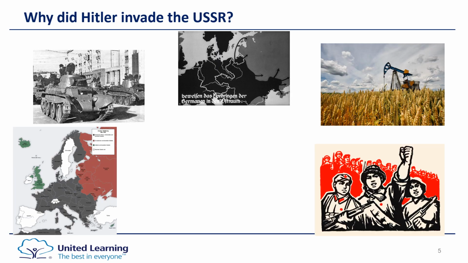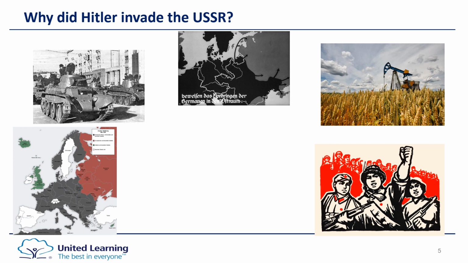Okay, first bit of the lesson then is asking, why did Hitler invade the USSR? And we're going to look at 5 different reasons. You don't need to write anything down, just listen. So the first reason is that in June 1941 the war was still going really well for Hitler.